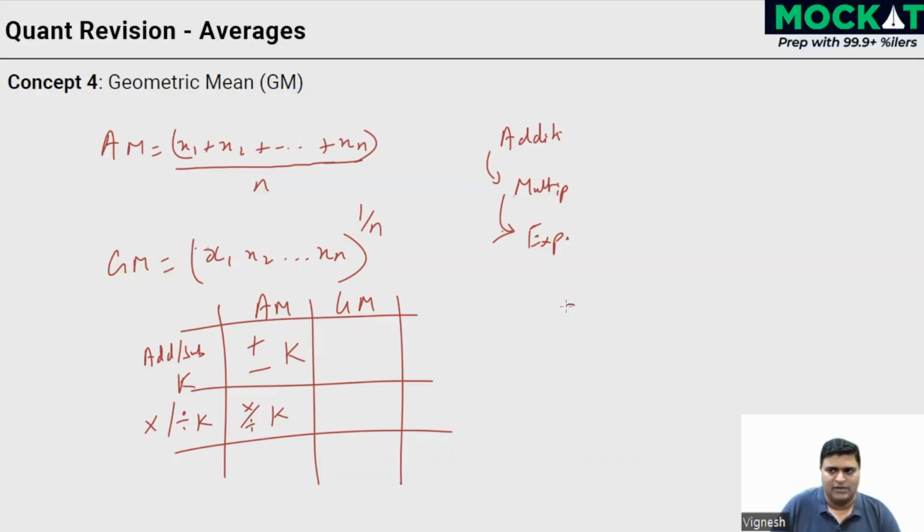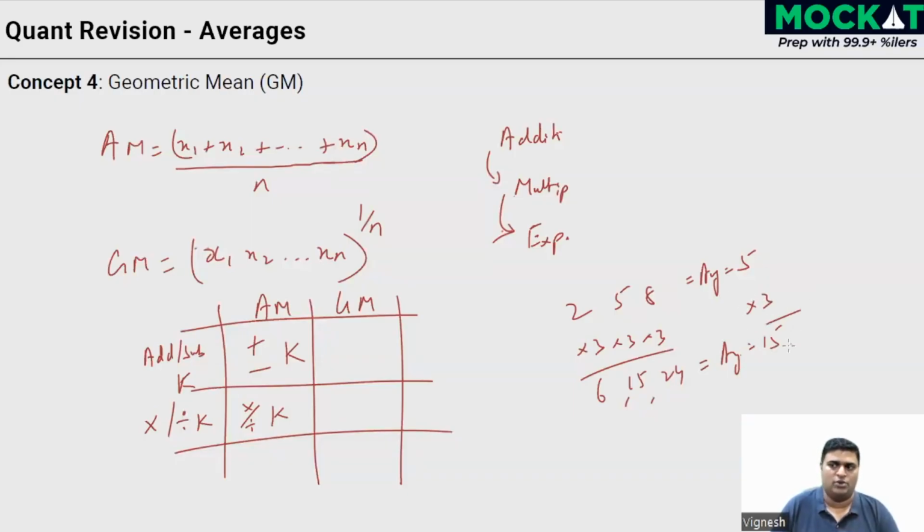What I mean is, if I have the values 2, 5 and 8, the average over here is 5, right? If every term I'm going to multiply with 3, I'm multiplying each term with a constant and I'm getting 6, 15 and 24. The average over here is 24 plus 6, 30 plus 15, 45 by 3. Average becomes 15. How? As every term got multiplied with a constant, the average also got multiplied with a constant and becomes 15. So whatever you're doing to each and every term, if it's an addition or subtraction, multiplication or division by a constant, it works.